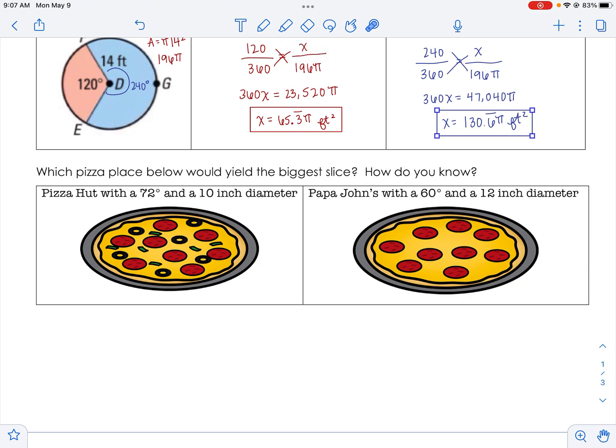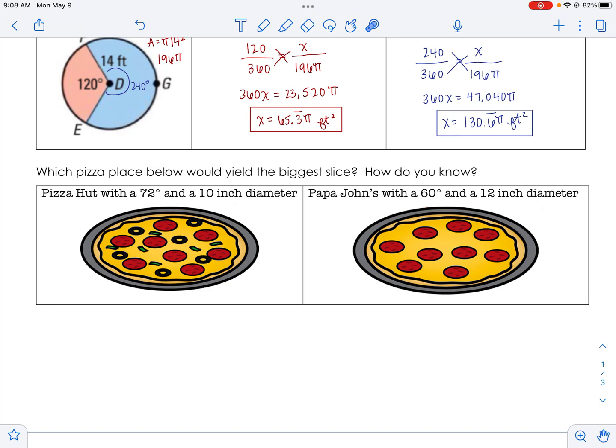So notice it doesn't say which pizza slice do you prefer, because you might be like me and you might not. Like, I like Pizza Hut and I like Papa John's, but I feel like there's better pizza out there. But the question wants to know which place is going to yield the biggest slice. So which place is going to give you the bigger slice of pizza? So Pizza Hut has a 72-degree slice with a 10-inch diameter, but at Papa John's you get a 60-degree slice with a 12-inch diameter. So larger angle, smaller diameter, smaller angle, larger diameter.